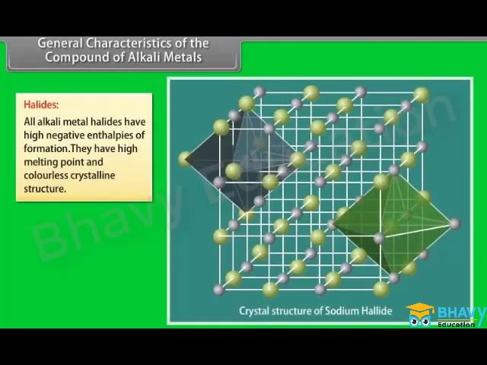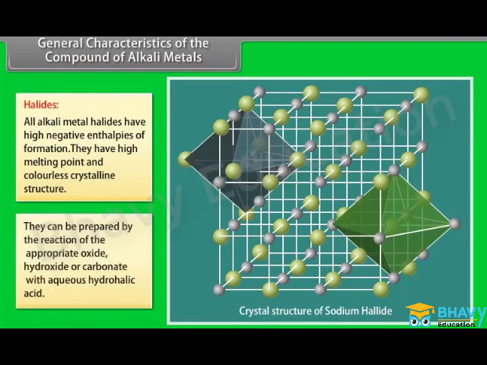Halides. All alkali metal halides have high negative enthalpies of formation. They have high melting points and colorless crystalline structures. They can be prepared by the reaction of the appropriate oxide, hydroxide or carbonate with aqueous hydrohalic acid.